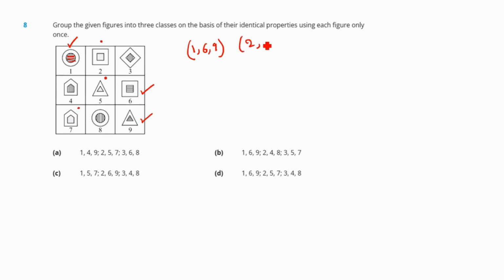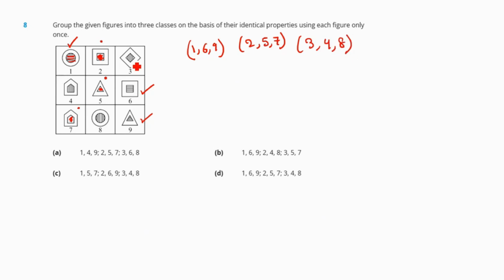I'll just write 2, 5, 7 here. So these 3 figures have a smaller figure inside them and the inside figure is shaded. All these are shaded inside, correct? And the third one is 3, 4 and 8.